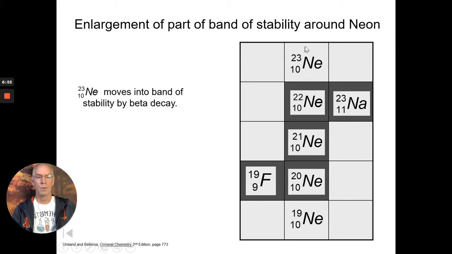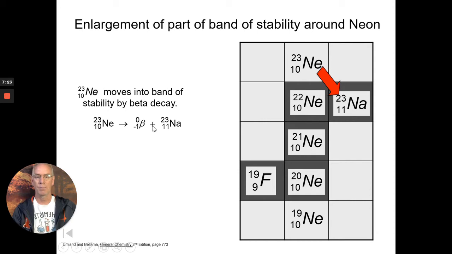Let's assume you are neon-23 up here. Right now you're not stable, but you're trying to get onto the band of stability. Well, how do you do that? It says it moves into the band of stability by beta decay. So I've written this out for you, and hopefully you understand how to write a nuclear equation. It says beta decay, so that means it's going to emit a beta particle, and then we figure out what it turns into. So let's add up the top numbers.